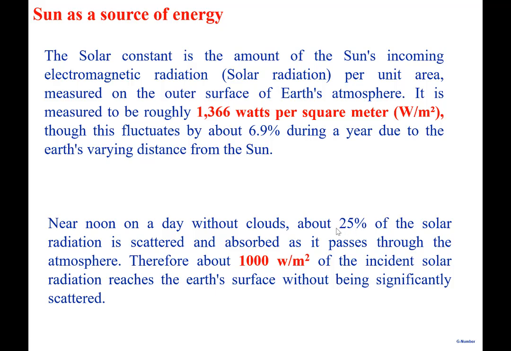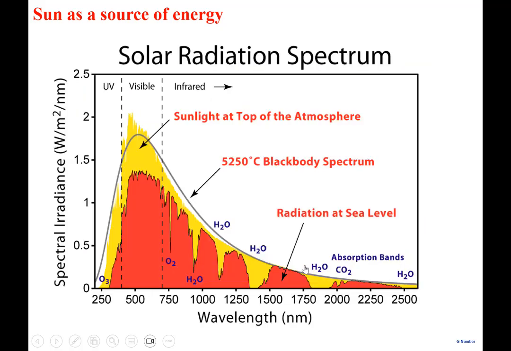water vapor, carbon dioxide, and other things that are there. So the full amount of solar radiation is not able to reach. Only about 1000 watts per meter square reaches the Earth's surface. And this shows you the spectrum here. If you look at the yellow graph, it is the sunlight at the top of the atmosphere, and it really follows the black curve. It shows a black body radiation.